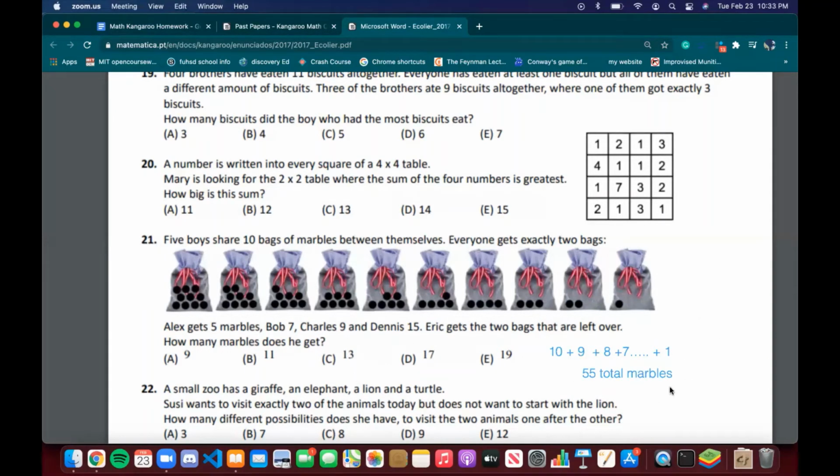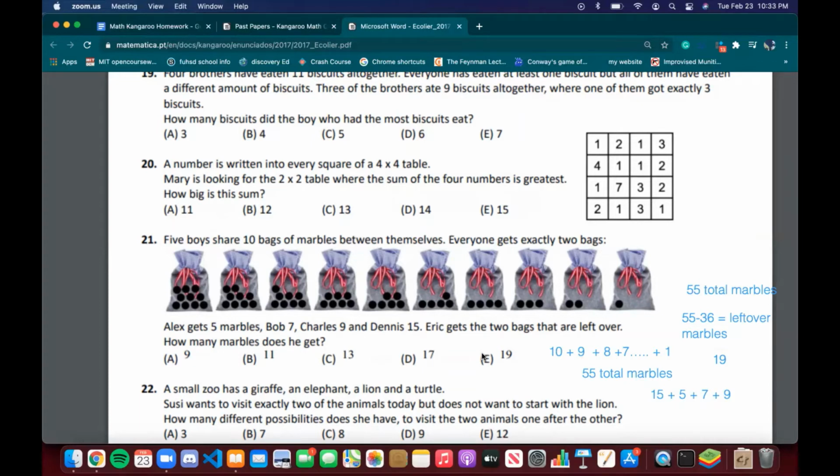And then the total number of marbles each person gets is 15 plus 5 plus 7 plus 9, which is equal to 36. So we have 55 total marbles. And 55 minus 36 is equal to the leftover marbles, which are the ones that Eric gets. Which is equal to 19. So the answer for problem 21 is E, 19.